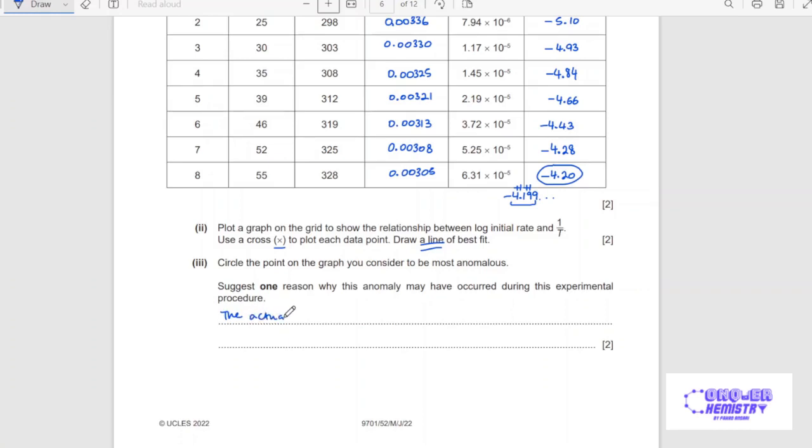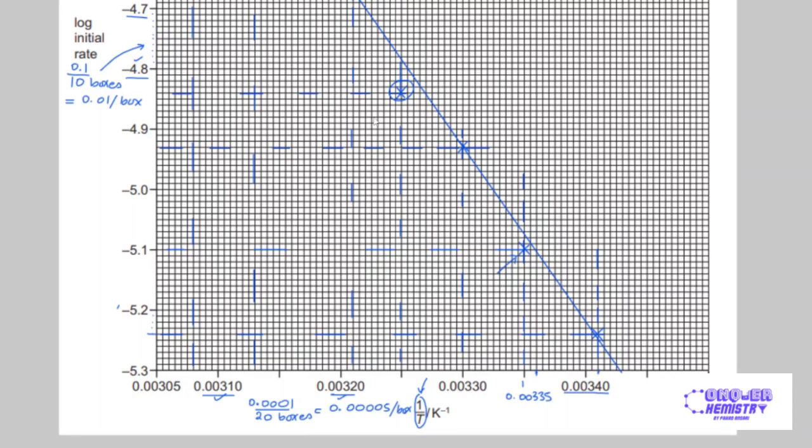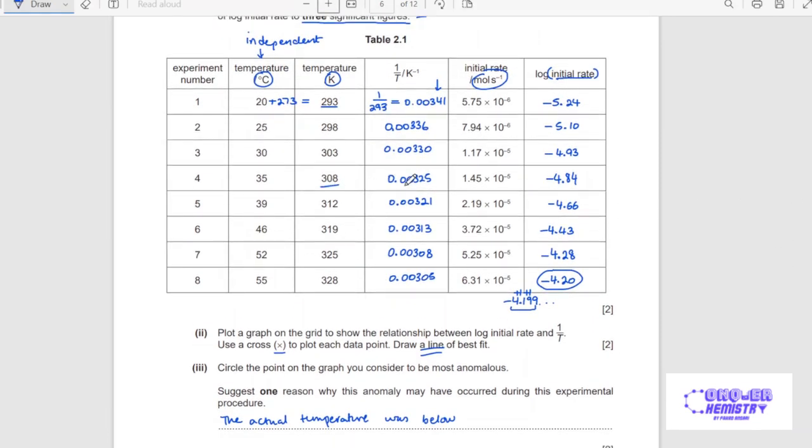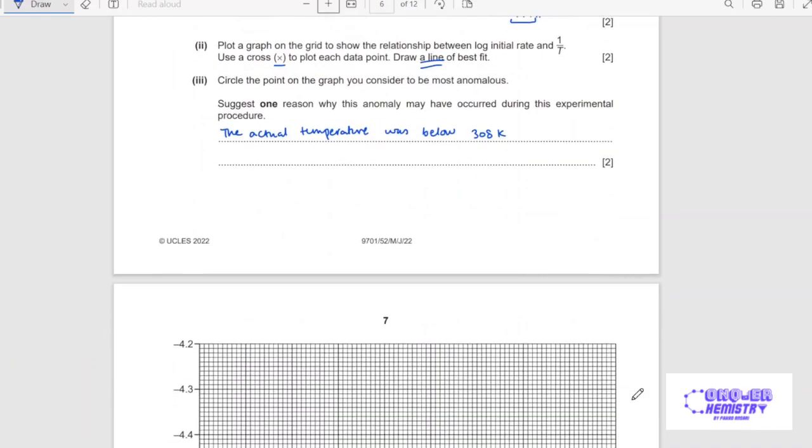So that's what we're going to write over here, that the actual temperature was below. All right, now below what? You need to check out that point again. So this is the point at 0.00325 over here. Let's check that out. What temperature did it correspond to? It corresponded to 308 Kelvin. So the actual temperature was below the recorded temperature of 308 Kelvin. That's what we're going to write. Perfect. So let's move on.